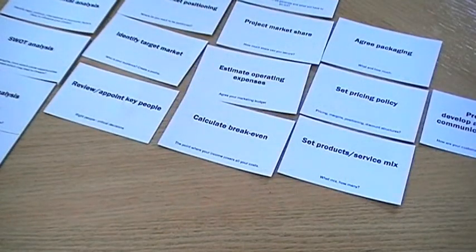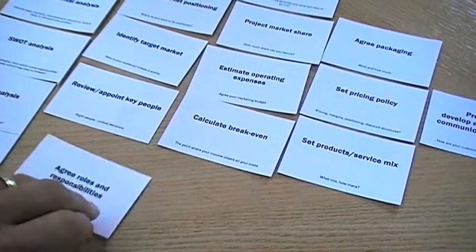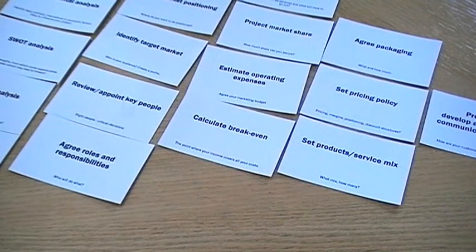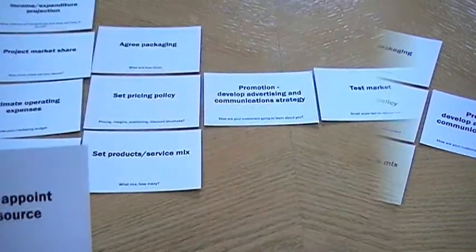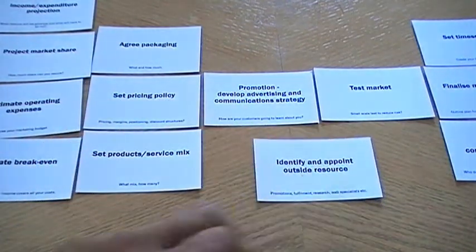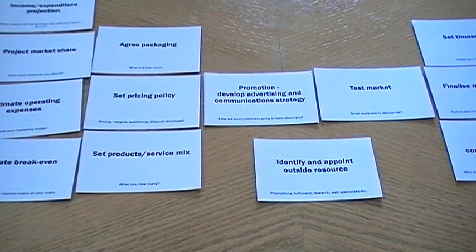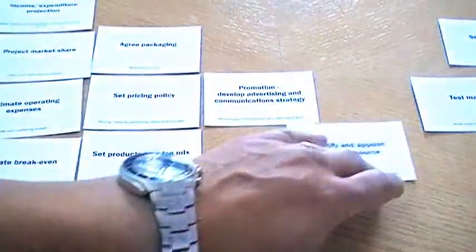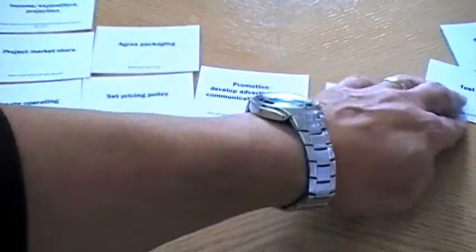Another important decision that needs to be made is who does what. We need to agree roles and responsibilities, and I think at the point that we're reviewing and appointing key people, that's the time to make that decision before we start getting involved in masses of detail. Before we go to test market, one of the things that we need to do is to identify and appoint the people that are going to help us. Probably fulfillment houses, or maybe ad agencies, PR companies. So I'm going to pop that in here.